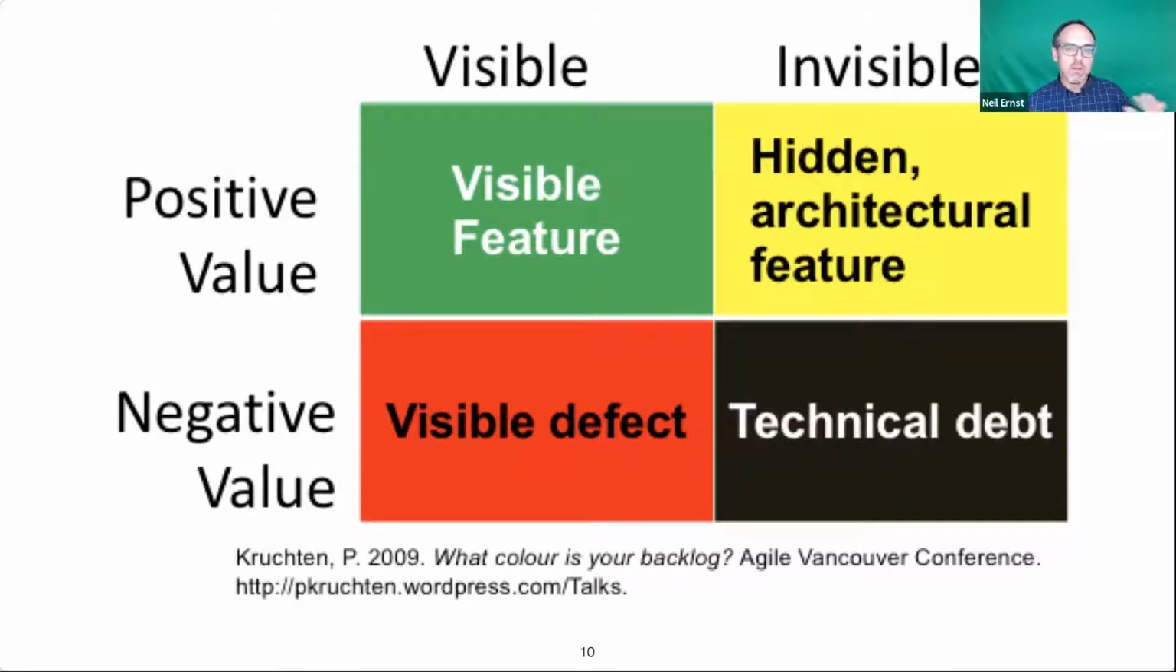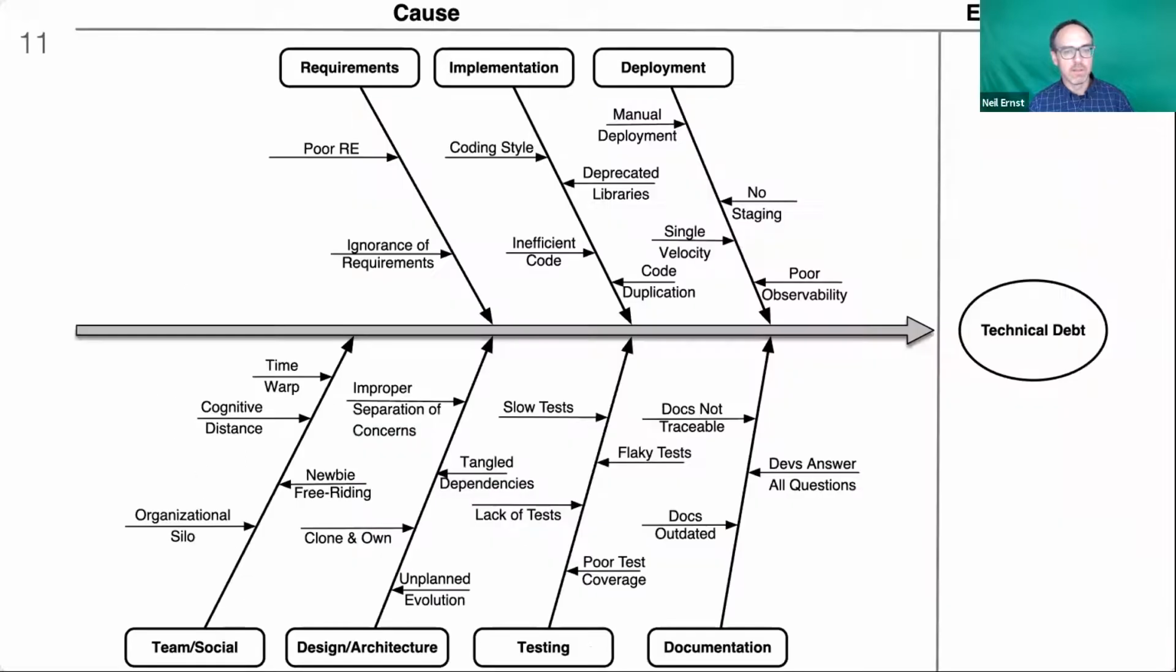Finally, we have bugs and defects. That's the red quadrant there. And technical debt is similarly something that has negative value for our software, but is often invisible to the stakeholders. So this is another good way of thinking about what technical debt is.